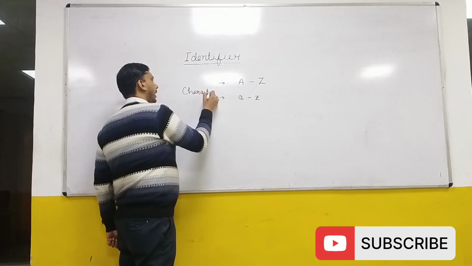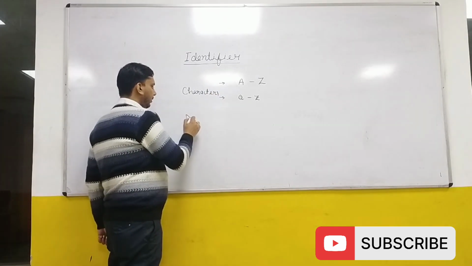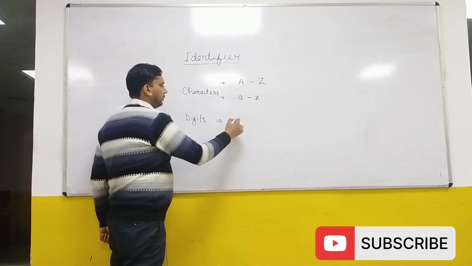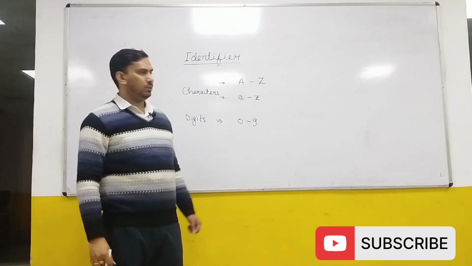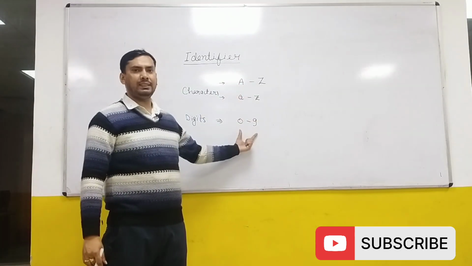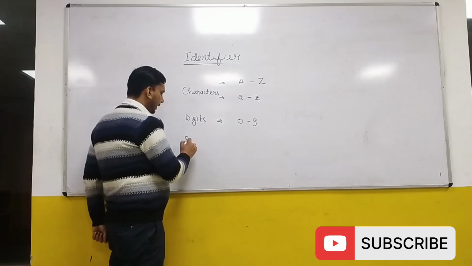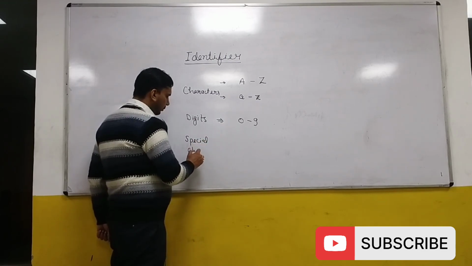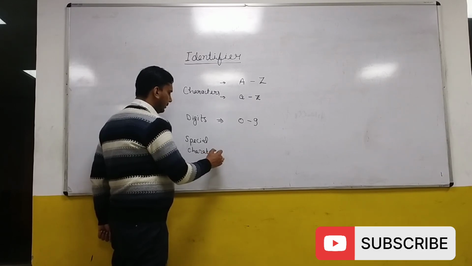Then we are allowed to use any of the digits. So what are the digits? Obviously the digits are from 0 to 9. So you can use any digit from 0 to 9. So now 52 plus 10, 62 characters are there. Then if you talk about the other two characters, they are special characters. So the point to be noted here is only two special characters are allowed.